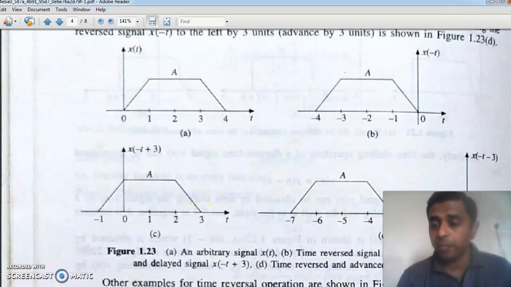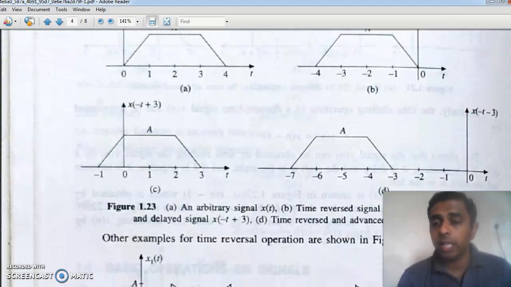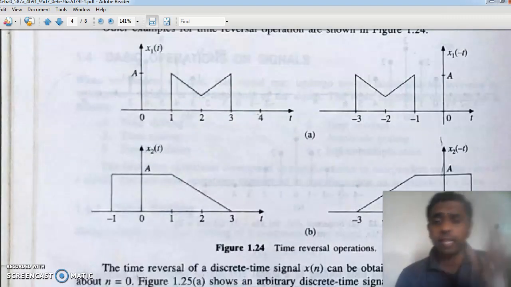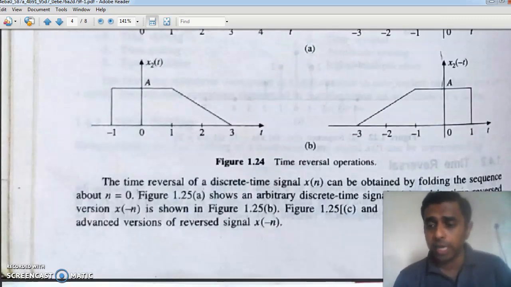Similarly, if we have x of minus t and you want to know x of minus t minus 3, then simply put the argument to 0. Then you can say that t is equal to minus 3. At that point the waveform starts. Now, this is another example. You can just go through that.